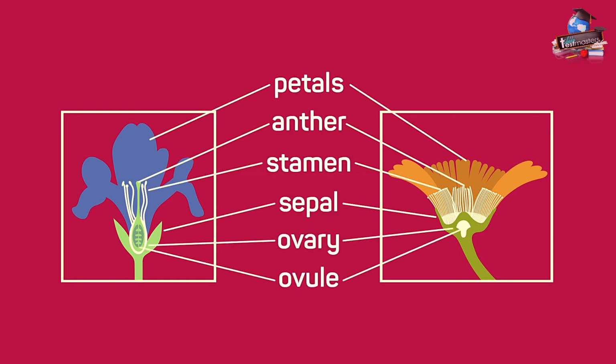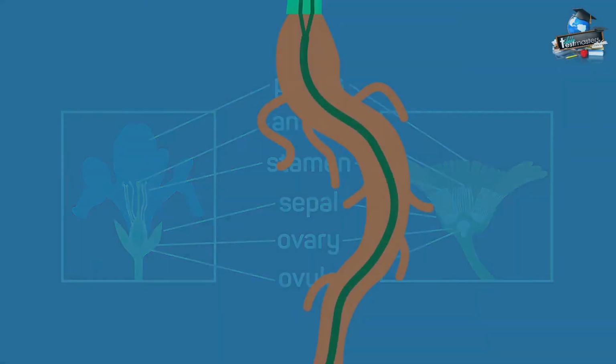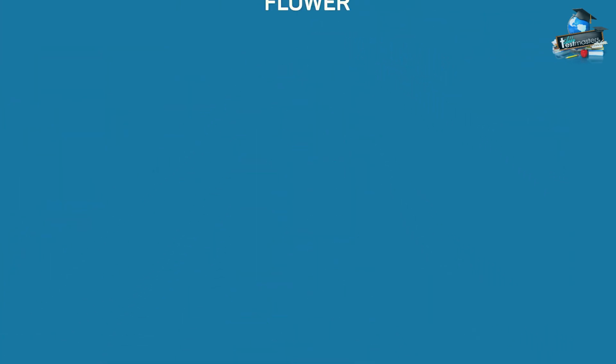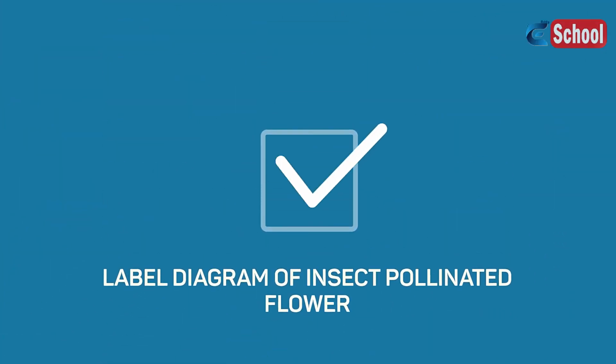Check your answers now. So in this video, you have learned about the different structures of a plant. You should now be able to label a diagram of a plant and insect-pollinated flower.